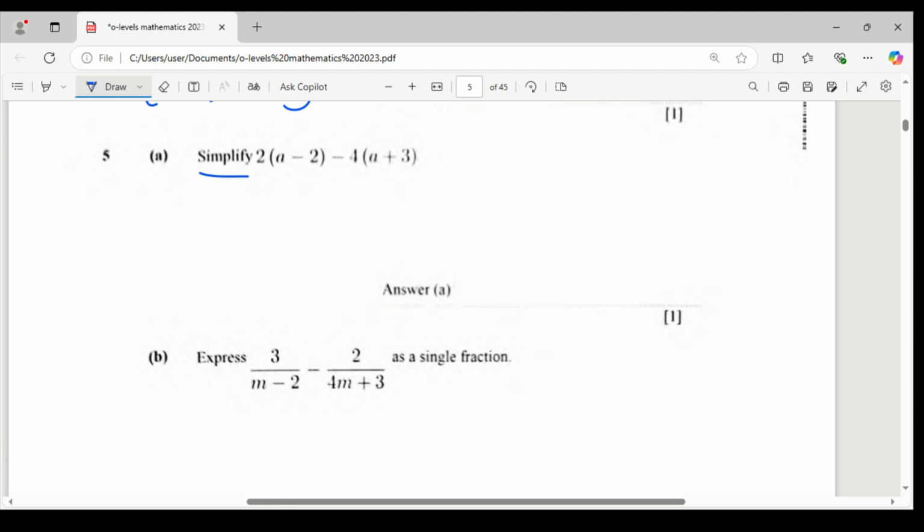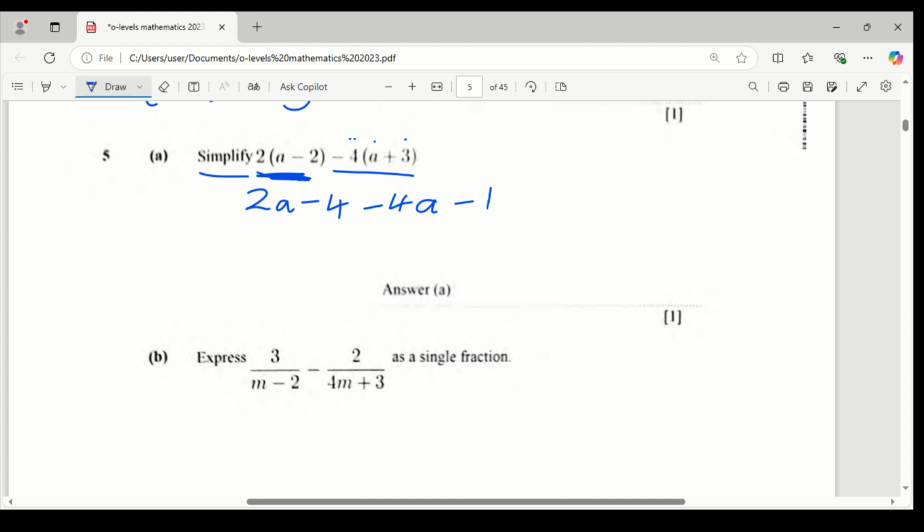The bracket means multiplication. So the 2 outside the bracket is supposed to multiply each term inside that first bracket. We are going to say 2 multiplied by a, and we get 2a. 2 multiplied by negative 2, we get negative 4. We will move on to this one. Negative 4 is supposed to multiply every element inside the bracket. So negative 4 multiplied by a, we get negative 4a. Negative 4 multiplied by positive 3 is negative 12.